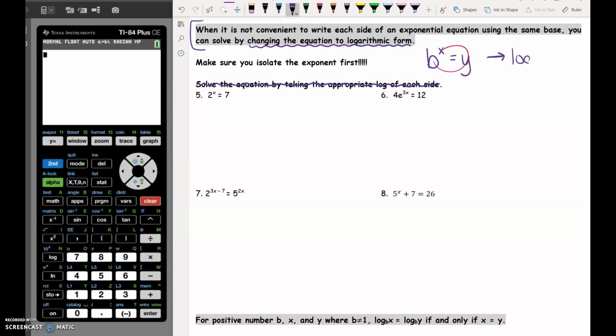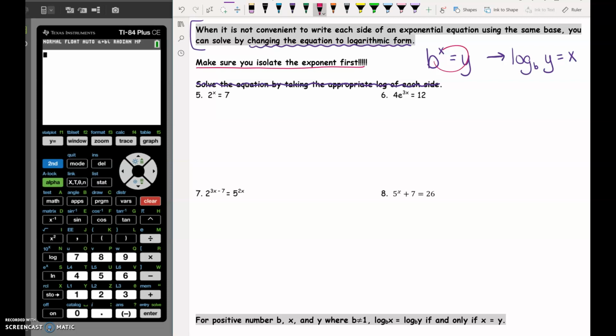That's log base b of y equals x. Okay, so that log ride helps you to know what order to write those things when you change it into log form. Do you remember that from when we first started doing logs? Now the key here is you have to make sure that you isolate the exponent first. So wherever the exponent is, you have to get that exponent by itself first.